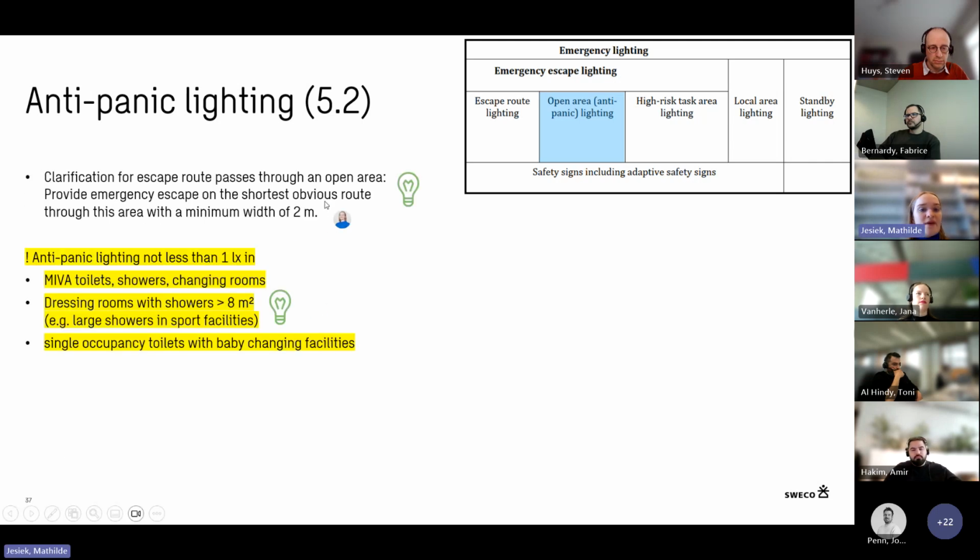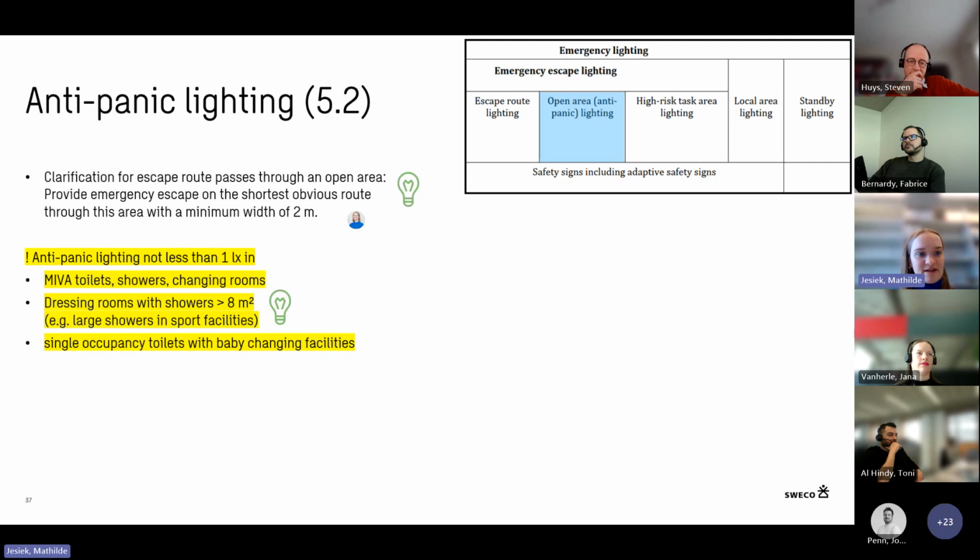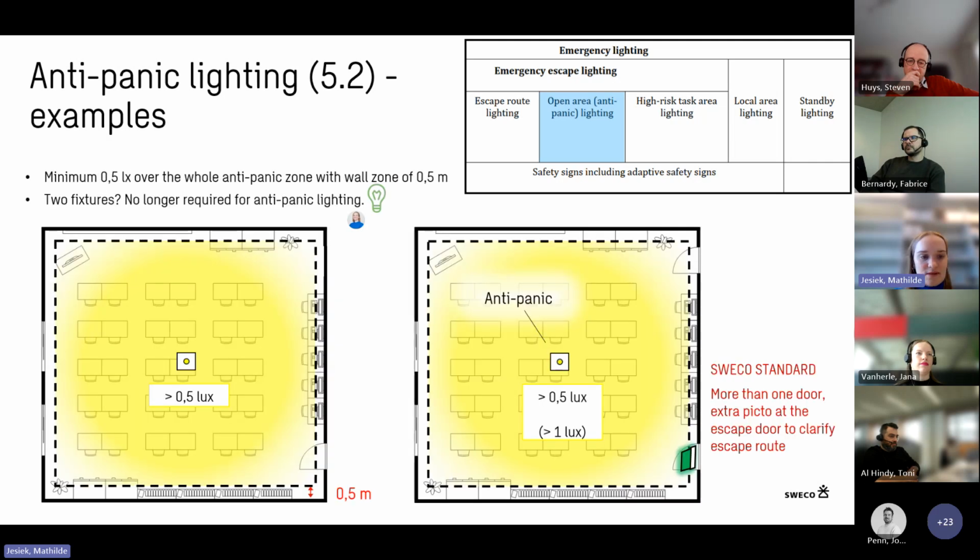Okay, and then there's also a clarification in this norm. Because there is sometimes discussion if you, for example, have a large atrium where there are also escape routes arriving, but it's also an anti-panic area. Now they have, in the new norm, also written a clarification for it, that you need to provide an emergency escape route on the shortest obvious route through this area with a minimum of 2 meters. But we have made some examples to clarify this.